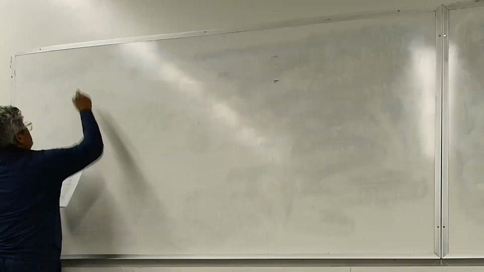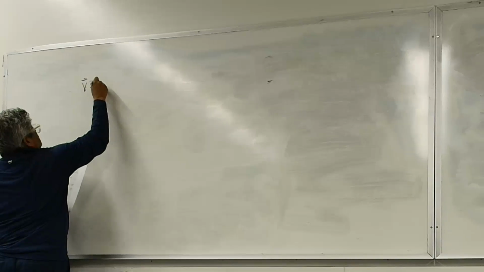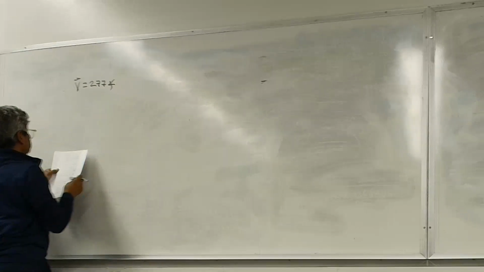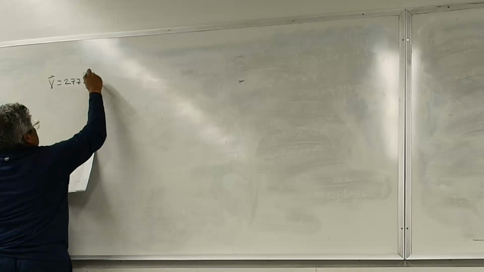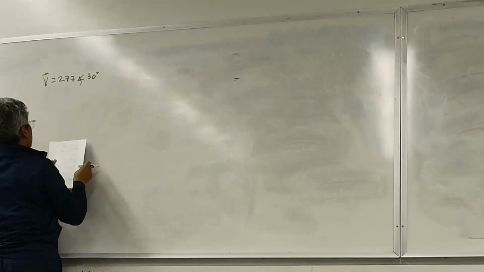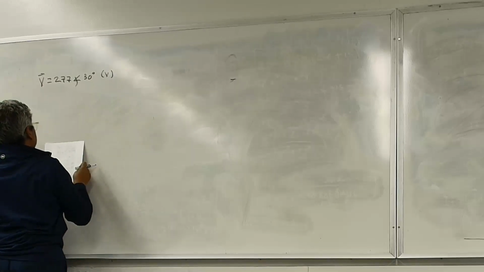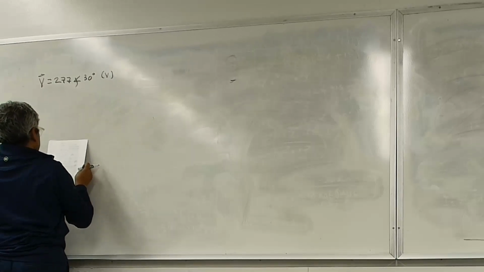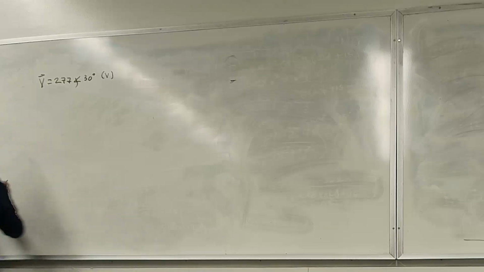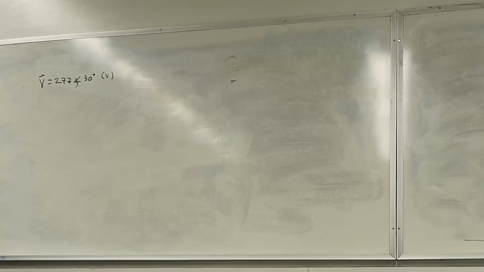So we're given this source, V is equal to 277 angle 30 degrees. Okay? So that's the voltage. And then they're asking us to find the time domain signal. A 60 hertz single phase source applied to a circuit element. A, determine the instantaneous source voltage. Also determine the phasor.